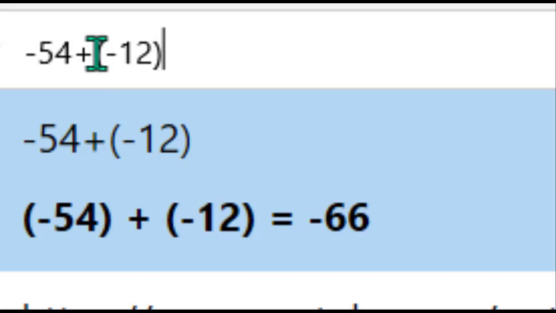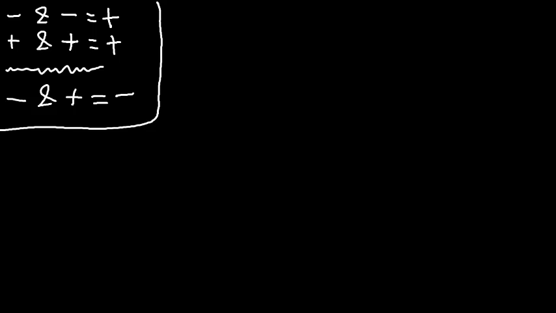And just to show you that this actually works, we're going to just search up the answer of the question. So we have a negative 54 plus parentheses negative 12 parentheses, and we get the same answer. We get the answer of negative 66. So this means that that answer is actually correct. Okay, so now let's work on another question.